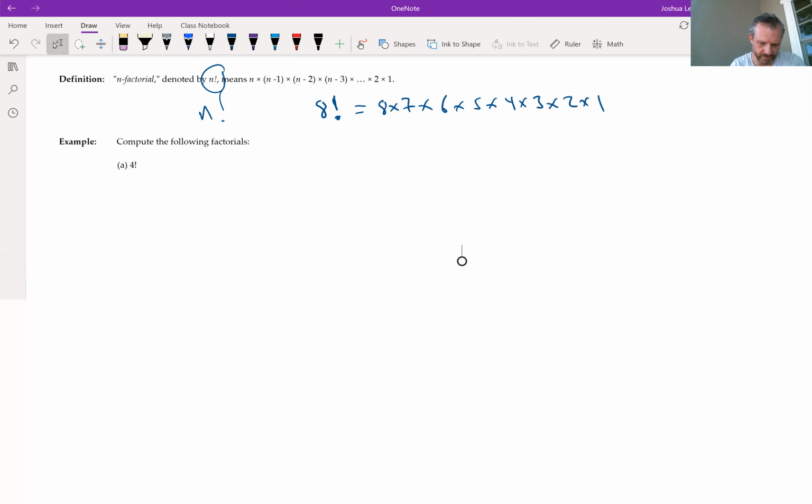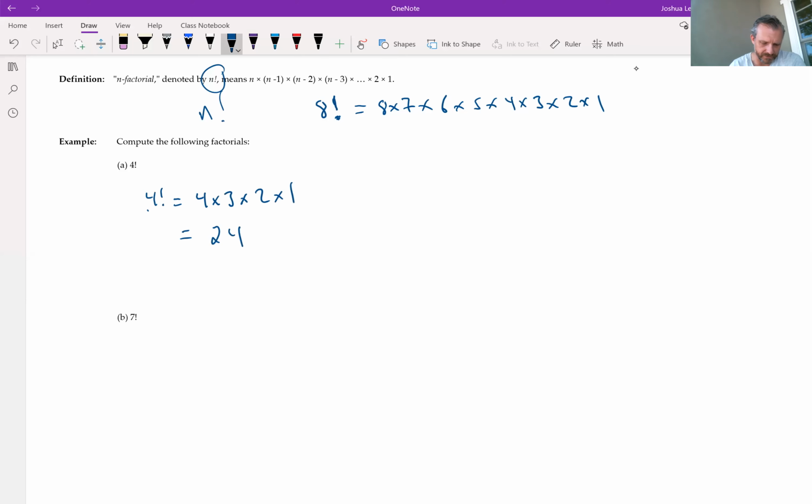4 factorial. Oops. Get rid of this. Hold on, guys. So 4 factorial. That's 4 times 3 times 2 times 1, which this one we can do in our heads, right? 12 times 2 times 1 is 24. We already saw that up there above.